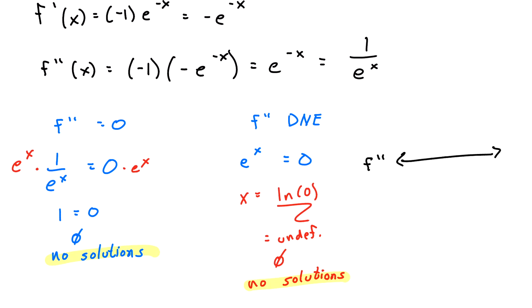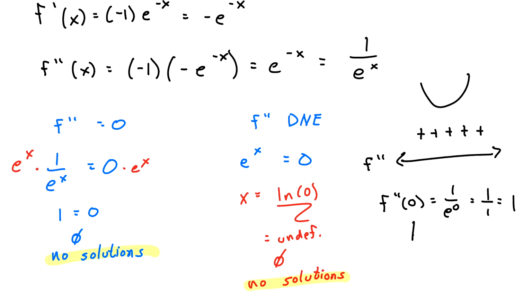What this means is that f double prime is actually never going to change sign. It's either always going to be positive or it's always going to be negative. So I can pick any number that I want and plug that into f double prime. I might say, how about 0? 1 over e to the 0, that would be 1 over 1, which is just 1. It's positive, which means that my second derivative is positive everywhere, which means it's concave up everywhere.